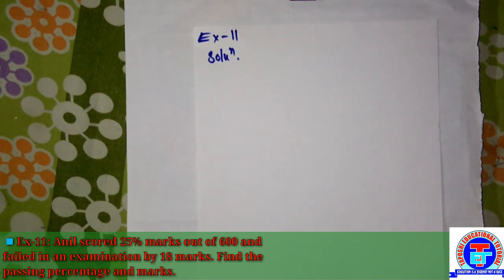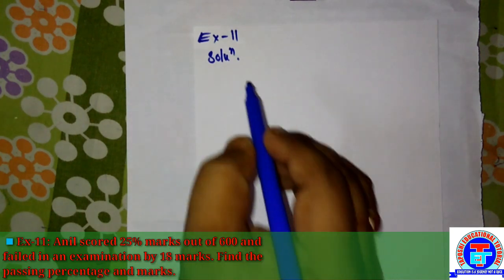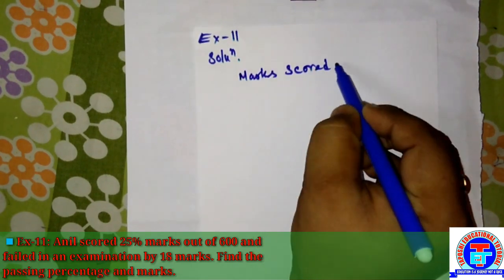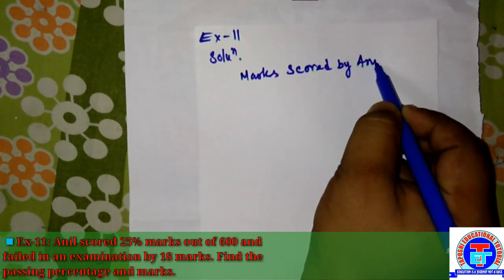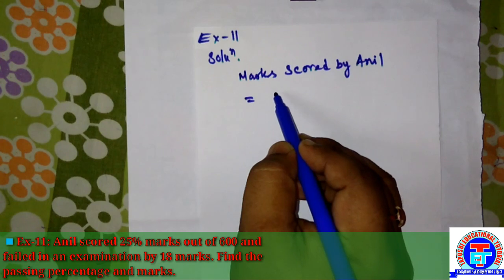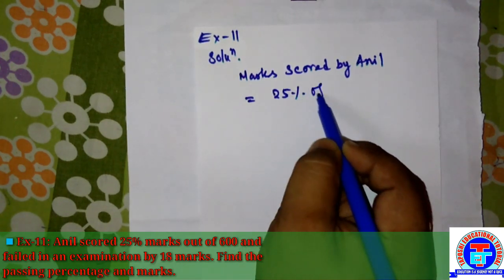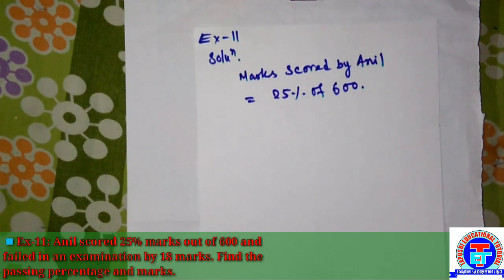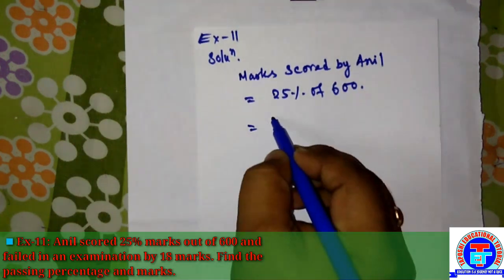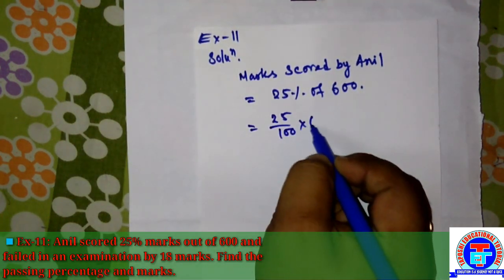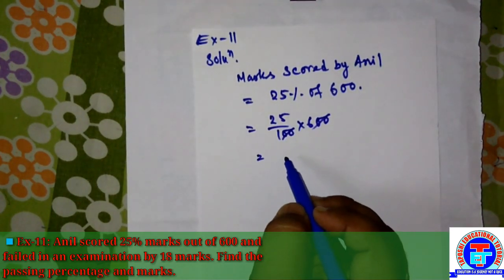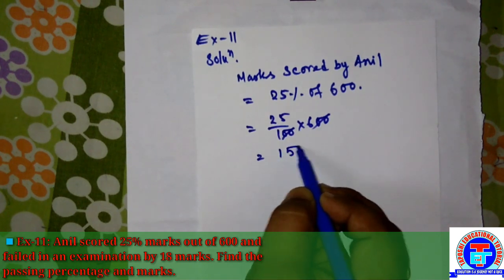Here the solution is: marks scored by Anil is equal to 25% of 600. Right? This one is given. That we solve and we get 25 by 100 into 600. 0 cancel here. It will become 150. Right?